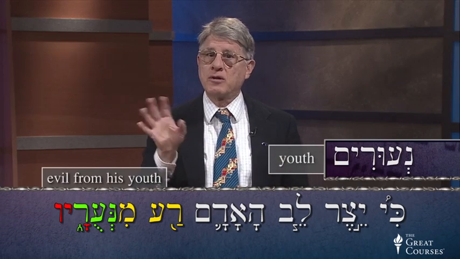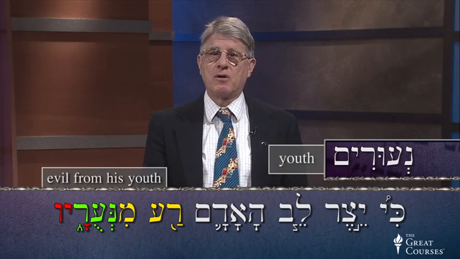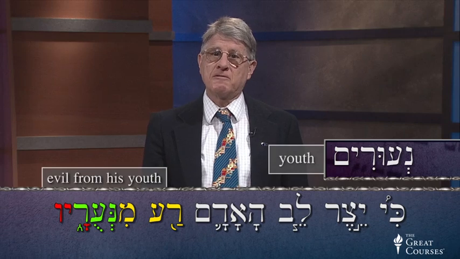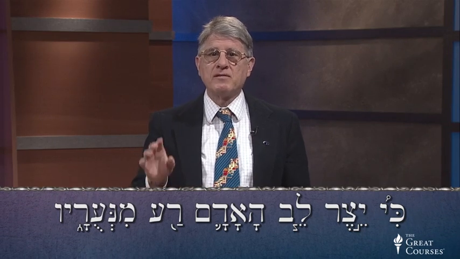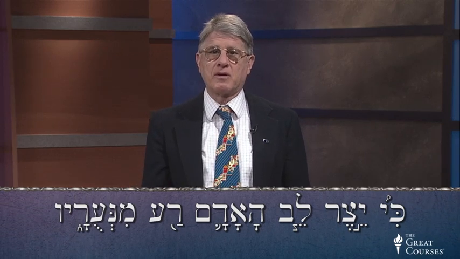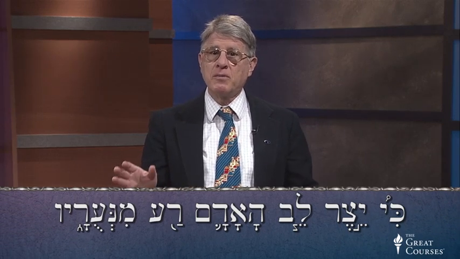Ne'urim occurs only twice in the Bible in the absolute form, but 44 times with a suffix. The inclination of the heart of humanity is evil from his youth. Notice, by the way, that this is a nominal sentence. There's no verb here. We put in is to make the English work properly, but Hebrew doesn't have that verb and doesn't need it.